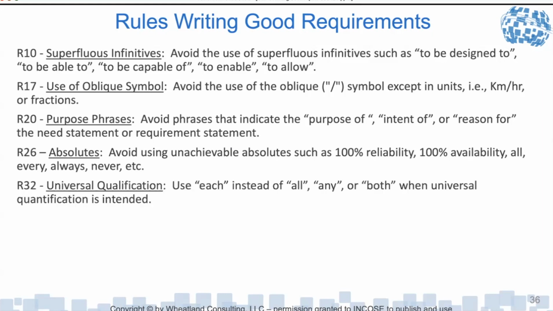Universal quantification: we want to use "each" instead of "all," "any," or "both" when universal quantification is intended. So instead of saying we're going to do all of something, you say we're going to do each of those things.